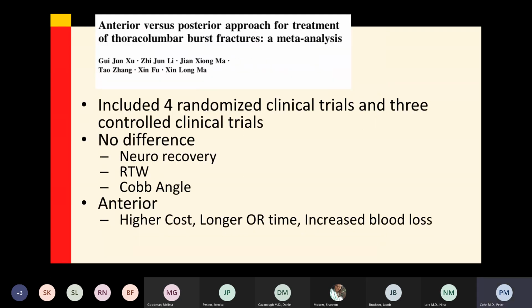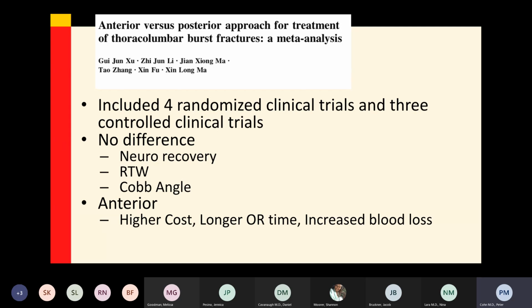So this was another study. There was a meta-analysis that again included that previous study, but looked at 4 different randomized clinical trials and 3 controlled clinical trials. And again, they found no difference in Cobb angle or kyphosis. They found no difference in return to work. And interestingly, they also found no difference in neurologic recovery in patients treated with an anterior versus posterior approach.